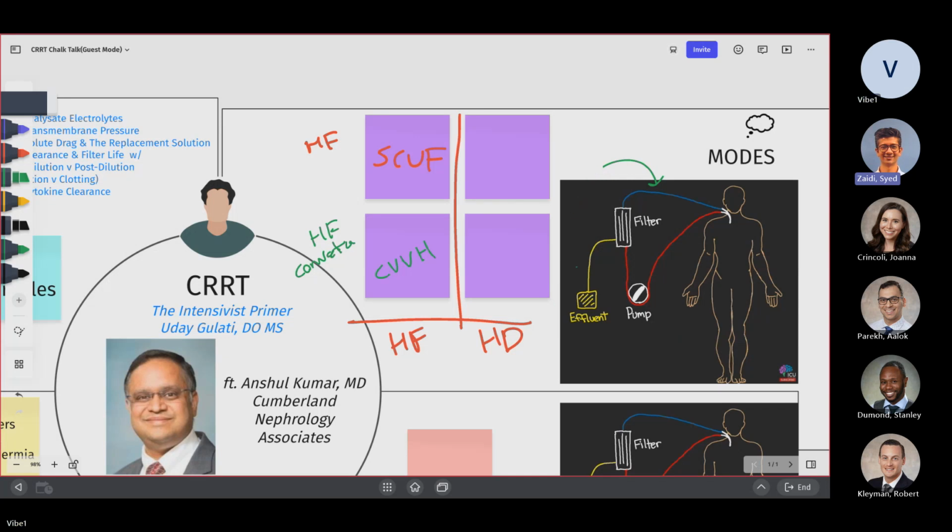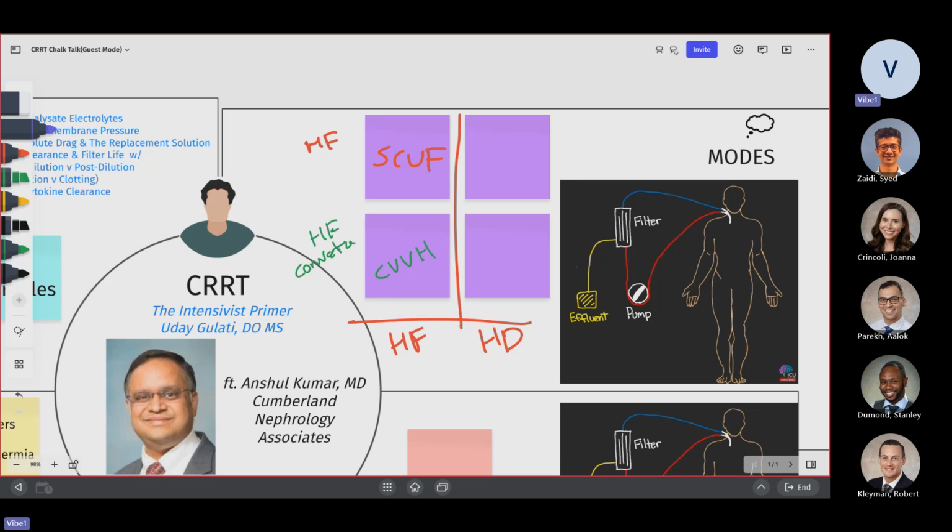In CVVH, basically what you're doing is dragging more fluid with the help of the pressure, so you're getting rid of a lot of solutes with the fluid. The problem is you cannot control how much fluid is coming out. The patient can just lose 4 or 5 liters. So you give a replacement fluid to control the amount of fluid lost, which can be given pre- or post-filter. That is the whole concept of giving the replacement fluid: to control the amount of fluid loss. If the patient loses 4 liters and you just want him to lose 2 liters, you give 2 liters as a replacement fluid.